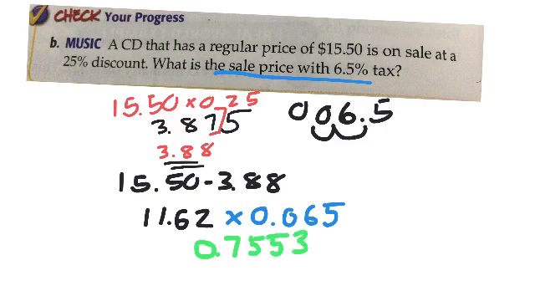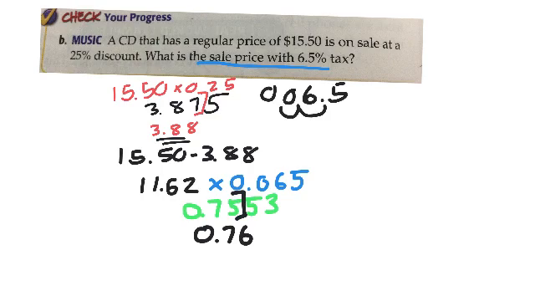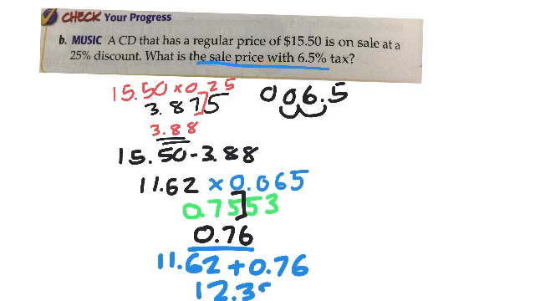So I haven't done the math. Is that what you get? Okay. And then when I round that, the 5 is going to tell the 5 to go up. Okay, so that's my tax number. So what do I need to do with that? Add it to 11.62. Mm-hmm. And we get 12.38.